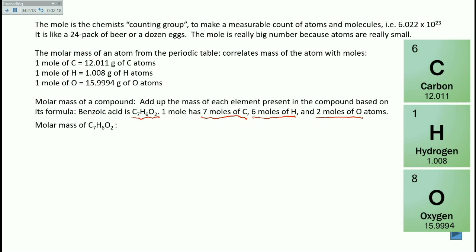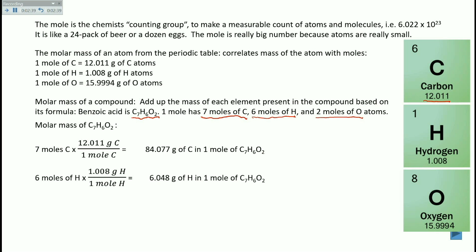So I'll start with carbon. The contribution to the molar mass of benzoic acid from carbon is my 7 moles of carbon times the 12.011 grams in each mole of carbon from the periodic table. That gives me 84.00077 grams of carbon in my 1 mole of benzoic acid. Same for hydrogen. We'll take our 6 moles of hydrogen times the 1.008 grams in each mole of hydrogen from the periodic table equals 6.048 grams of hydrogen in my 1 mole of benzoic acid.